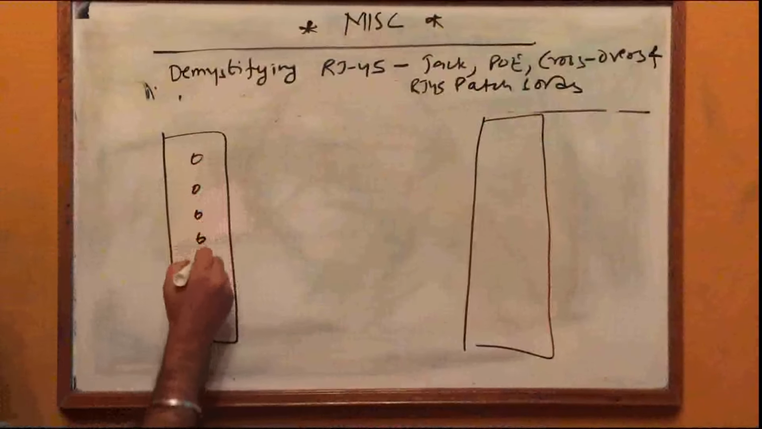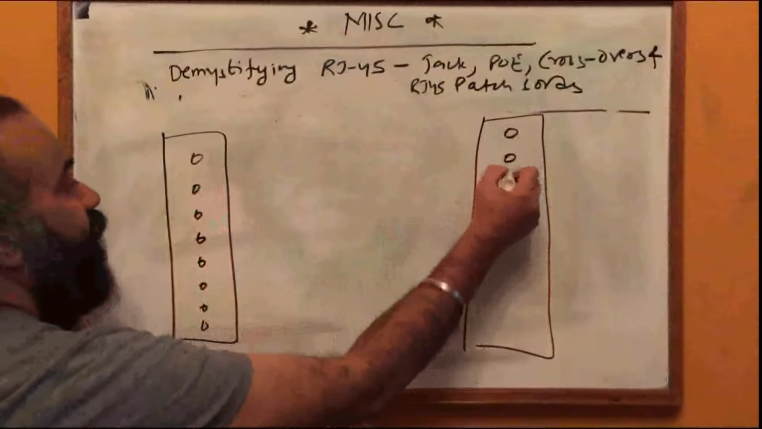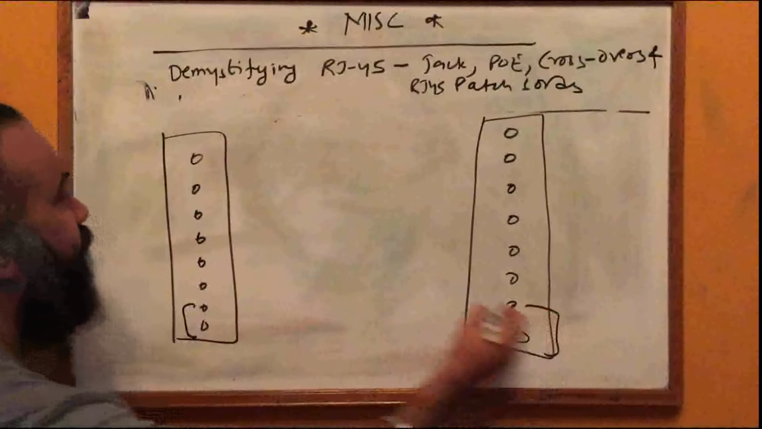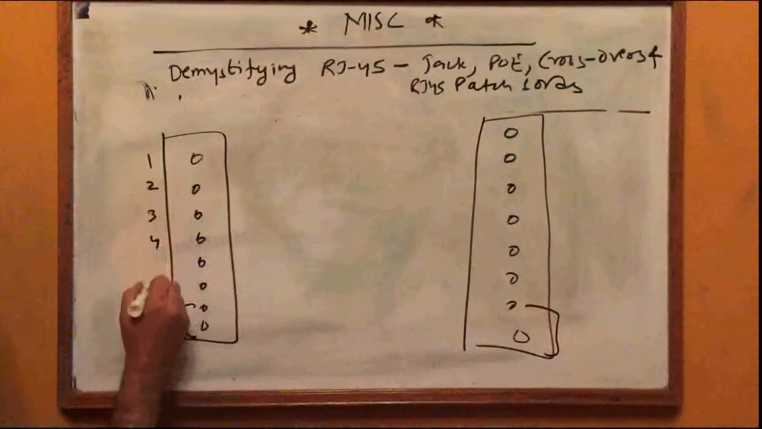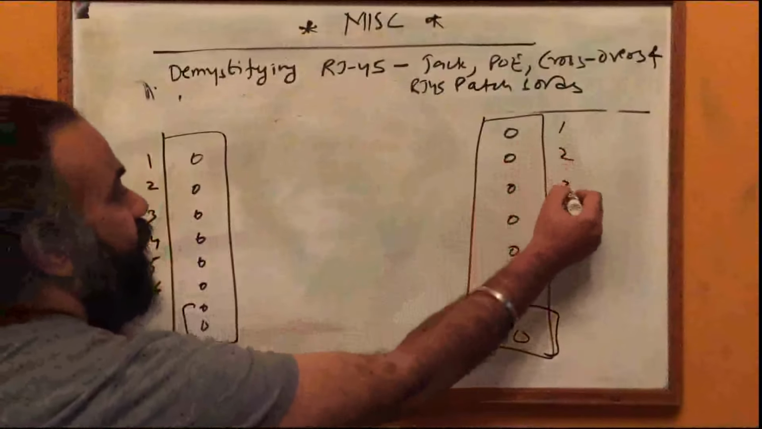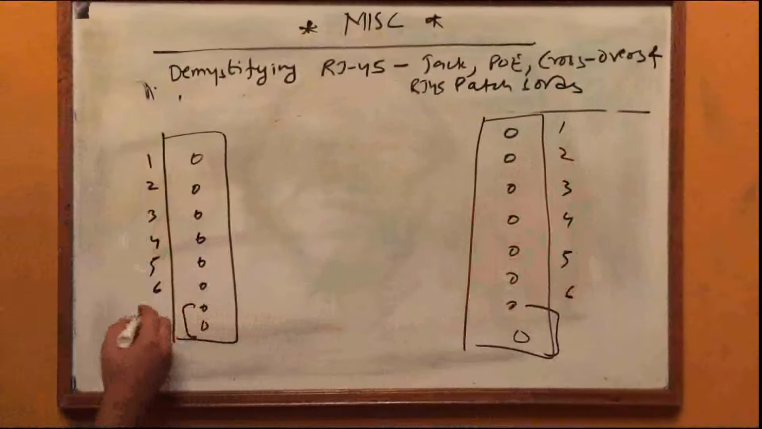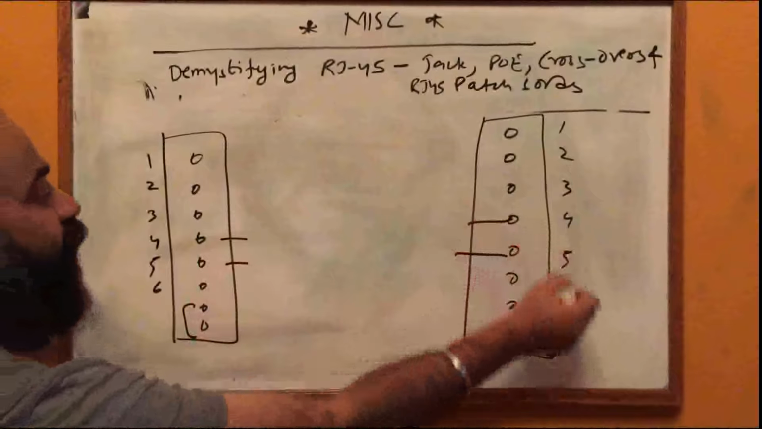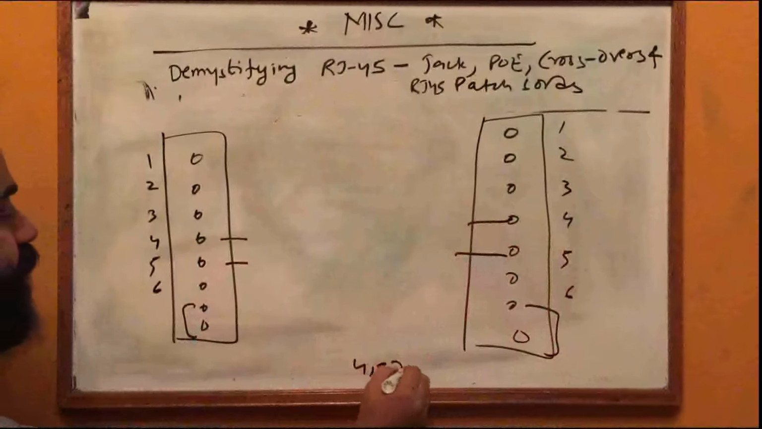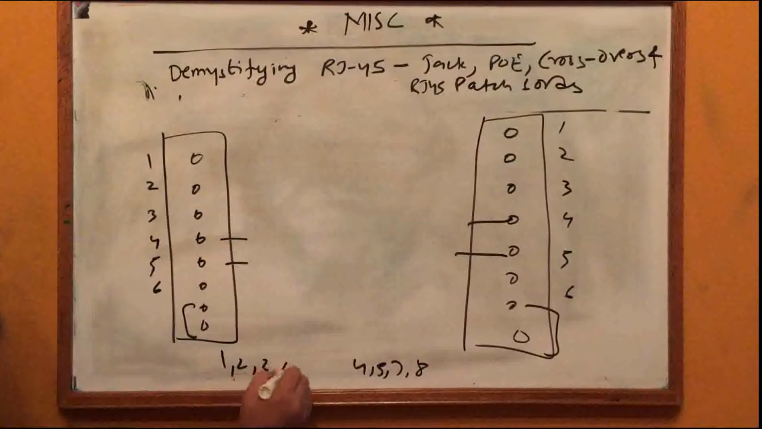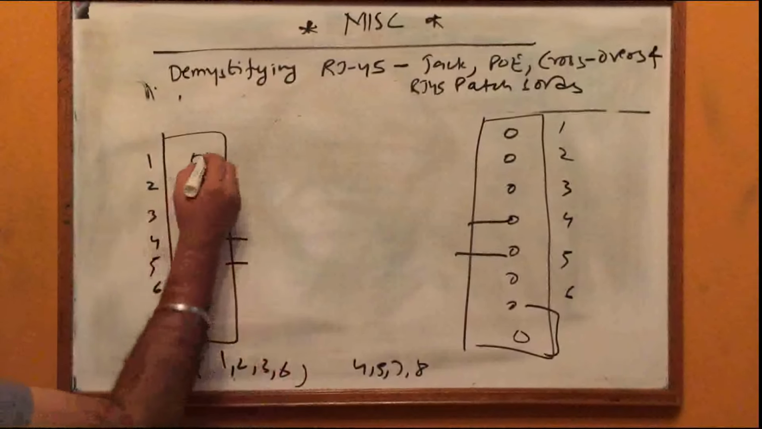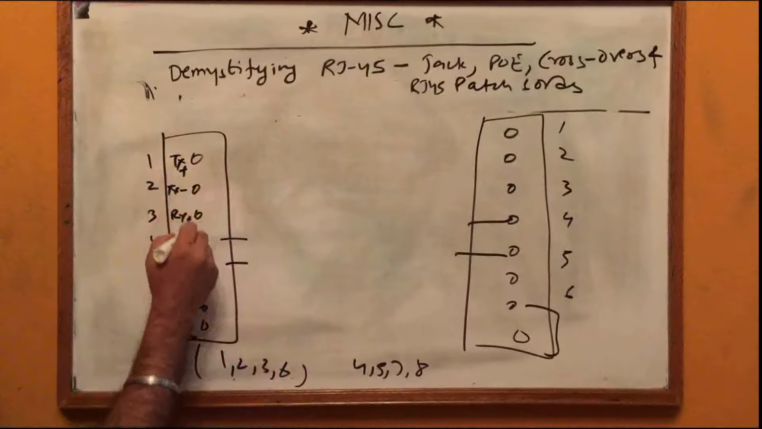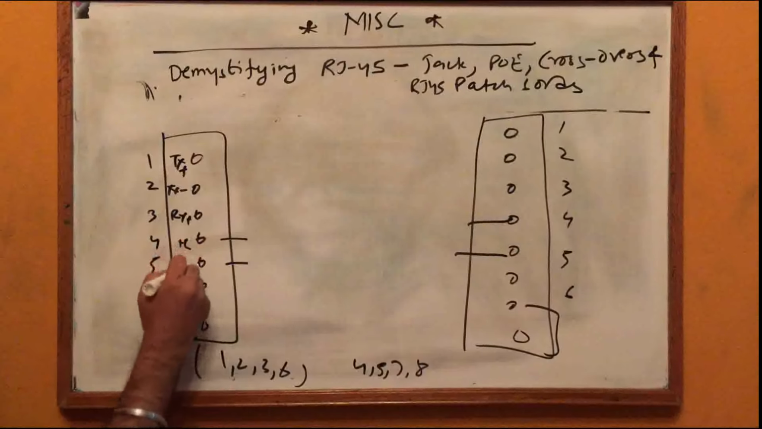1, 2, 3, 4, 5, 6, 7, 8. 1, 2, 3, 4, 5, 6, 7, 8. 4, 5, 7, 8 are not connected, and we are using 1, 2, 3, and 6. So this is TX positive, TX minus, RX positive, RX minus, NC, NC.